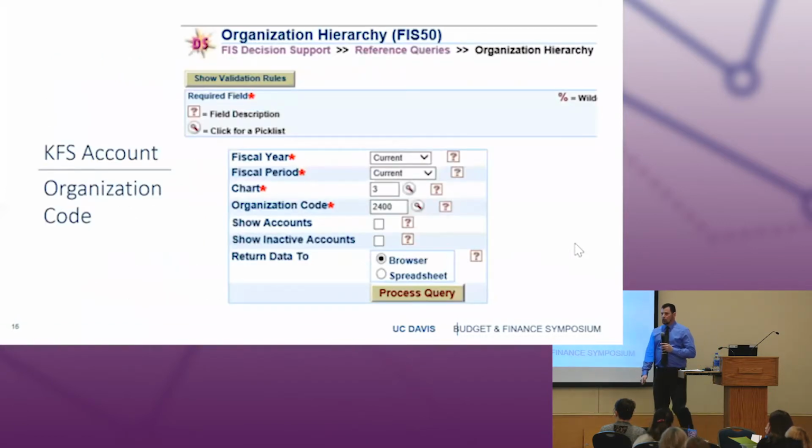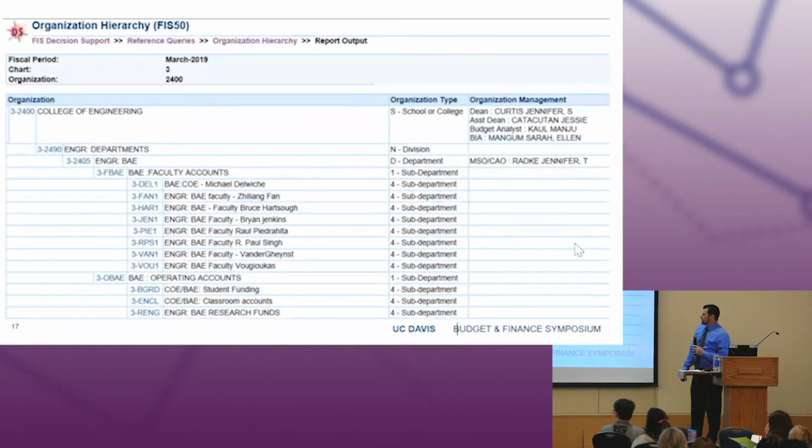Some of you, when you first come into a department, may want to understand how your organization is all connected, how it's all set up. And there's this nifty report in FIS Decision Support called Report 50, and this is your organization hierarchy. Throughout my presentation, I'm using engineering as my example. Engineering has organization code 2400. So on the input page, I put in 2400. And in the results, I get a nice snapshot of how they're broken down.